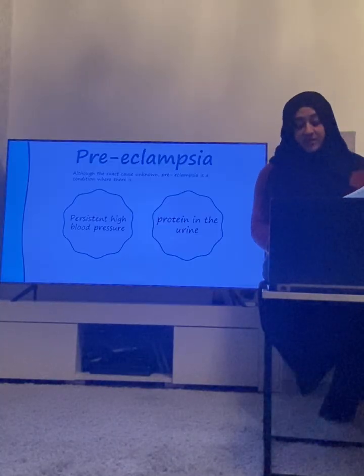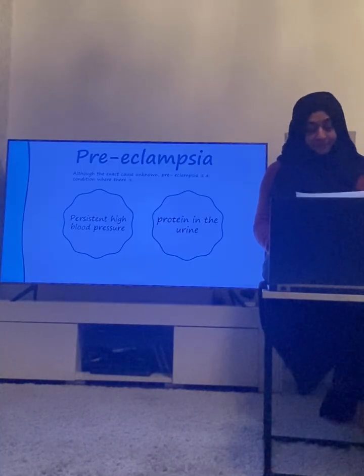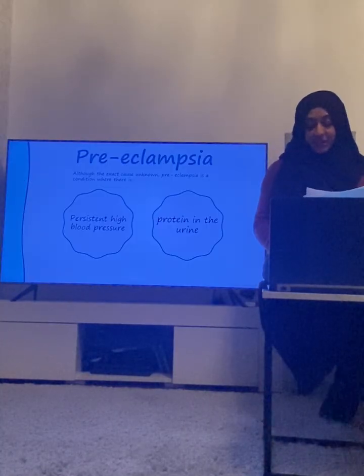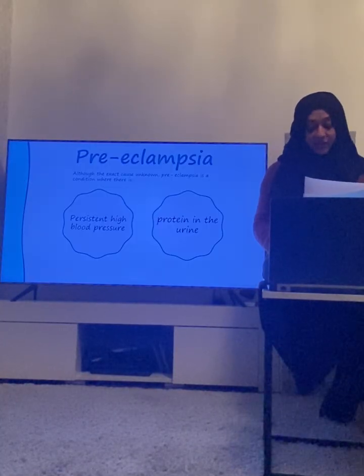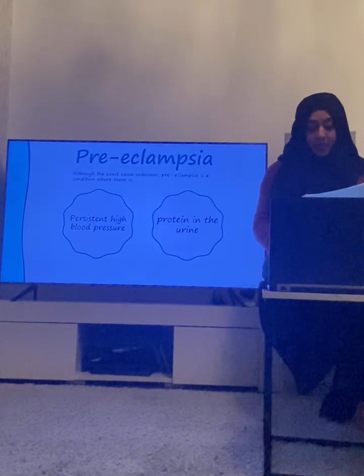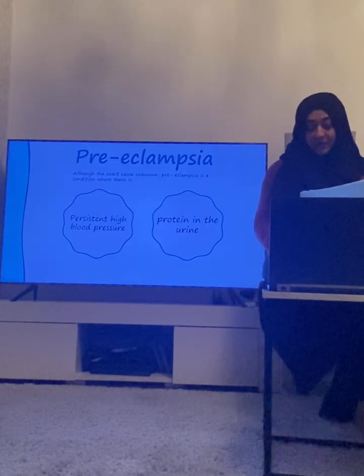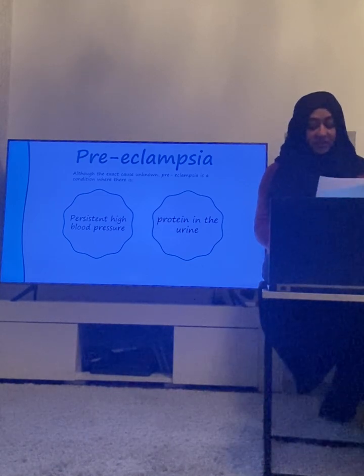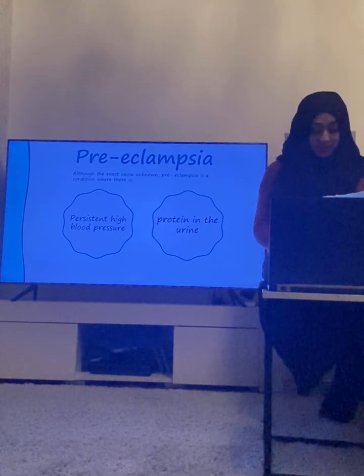The development, diagnosis and monitoring of preeclampsia. Although the exact cause is unknown, preeclampsia is a serious condition where there is a persistent high blood pressure accompanied by protein in the urine, and usually occurs 20 weeks gestation onwards, but can happen at any time. Someone could have mild or severe preeclampsia, or it can be chronic hypertension with superimposed preeclampsia. It causes further health complications such as eclampsia and damage to organs.